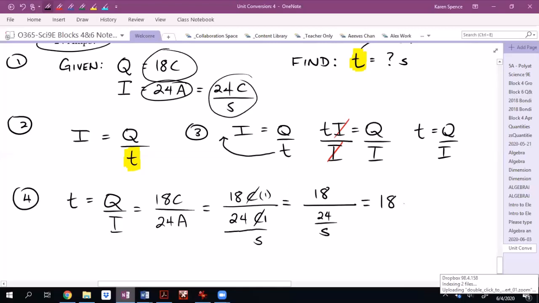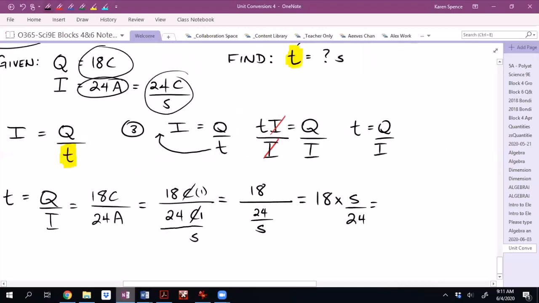So 18 times seconds over 24 is equal to, and that should be 3/4, so that's 0.75 seconds. And look, our unit, we wanted it to be seconds because we were measuring time, and it turned out to be seconds.